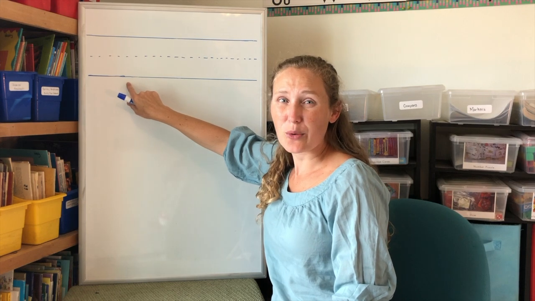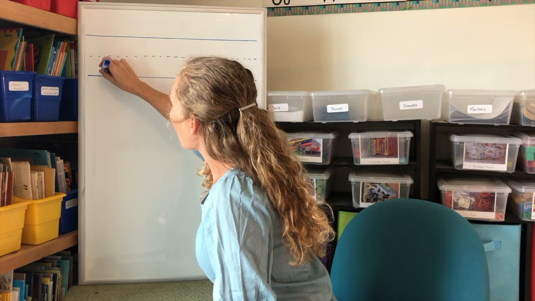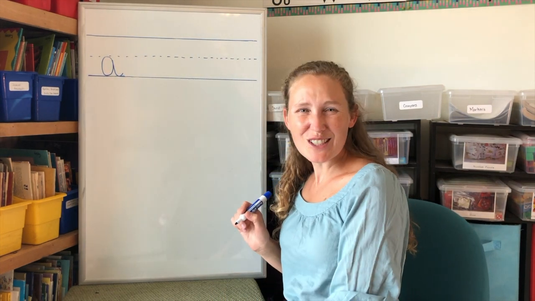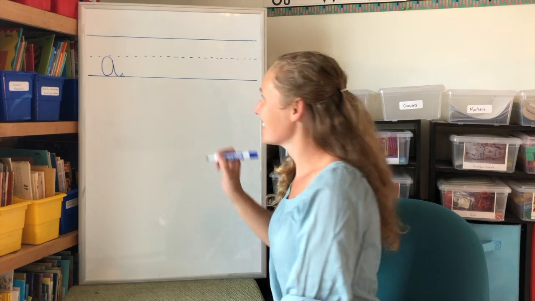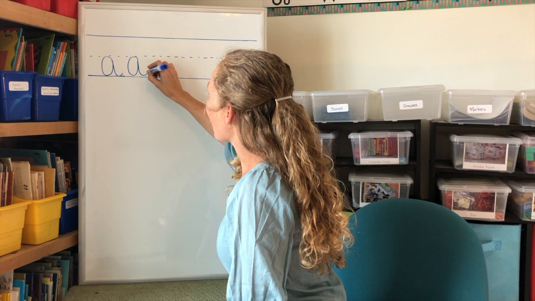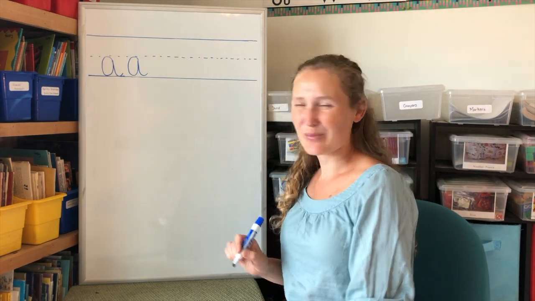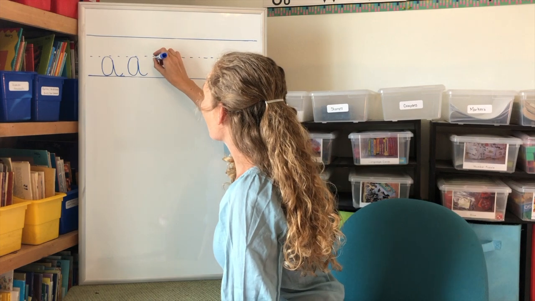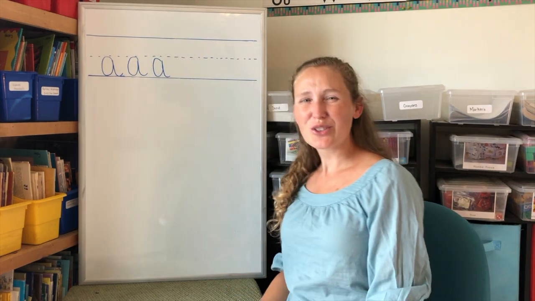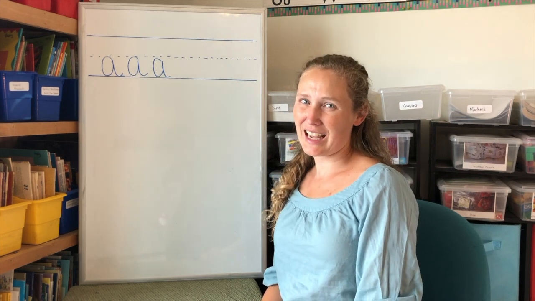Let's write a lowercase a. Around the apple and down the leaf. Great job! Let's do it again. Around the apple and down the leaf. Wonderful! One more time. Around the apple and down the leaf. Great job! Now let's do the uppercase A.